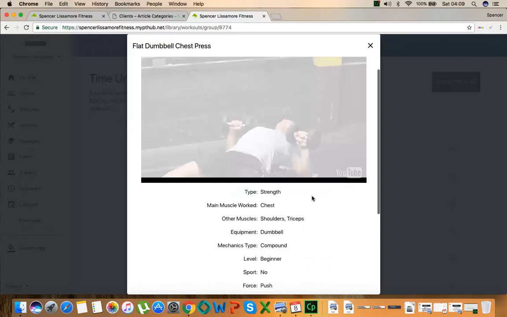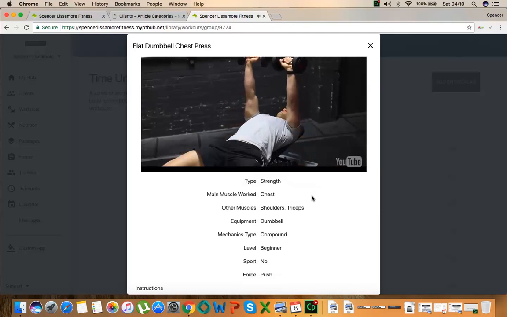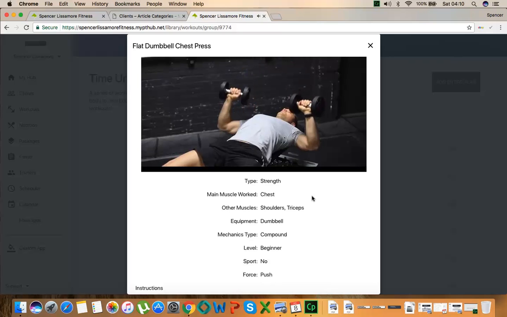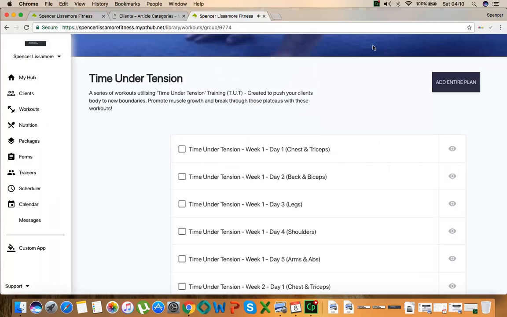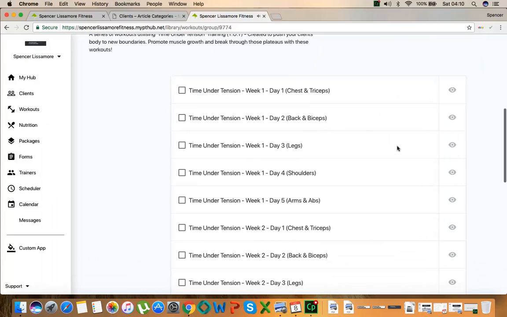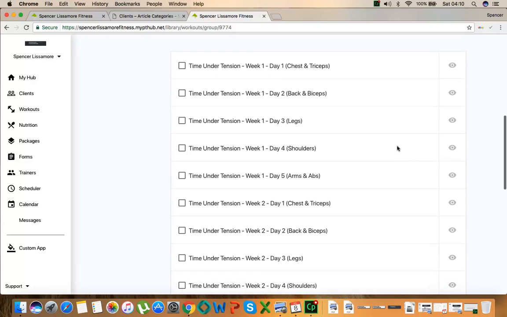Obviously we can see it's strength training, holding at the bottom, explosive back up, and there we go. Each day of which allocates a muscle group, or back and biceps, the primary and secondary muscle groups worked.